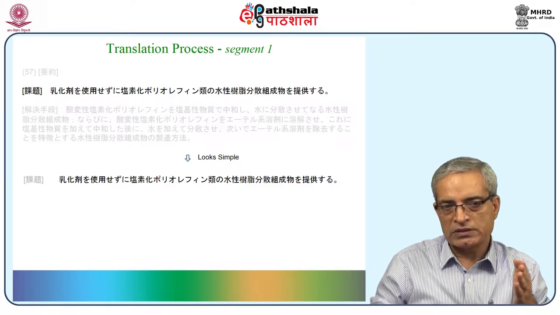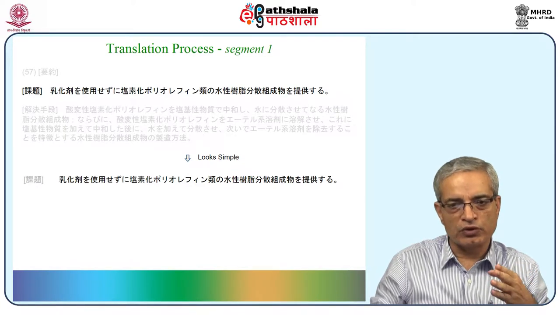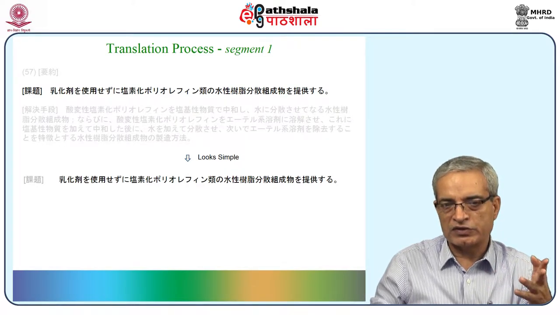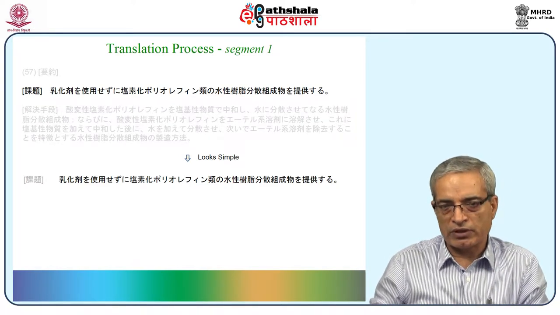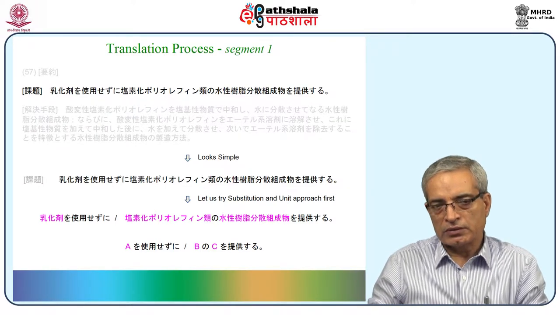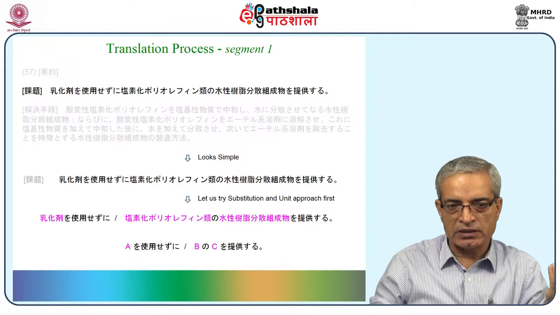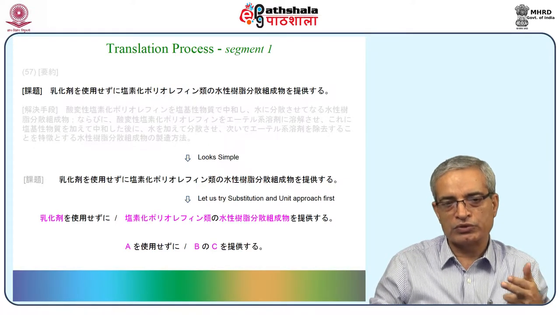It's new kazai o shio sezuni in so ka pori orifin rui. It's almost the same as what we have seen in the previous slide. Suise jushi bunsan so se butsu, same o teikyo suru. Yes, let's do the substitution first, and the substitution plus unit approach. New kazai, zai is understood, agent, o shio seizuni. Then that means this new compound can be replaced by A, so A o shio seizuni.